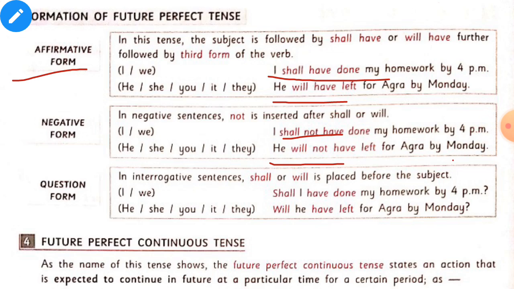And in question form, children, you can read the example here: shall I have done my homework by 4 p.m.? First of all, shall or will is placed before the subject. In question form, this is very important, that shall or will is placed before the subject. Now we will know about future perfect continuous tense.